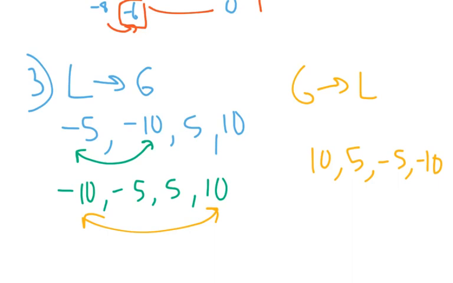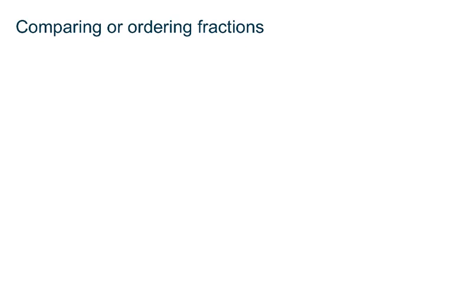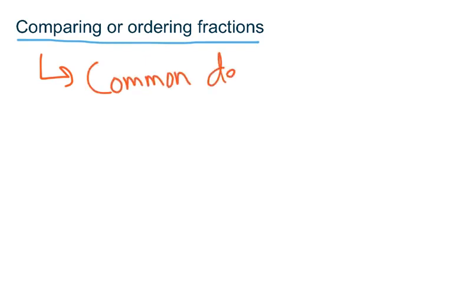So if you're asked to order integers or any rational numbers, first of all, make sure you're reading carefully so you understand which way they want it to go. Finally, let's talk about comparing or ordering fractions. Here we're just going to focus on the very basic component, and later I'll talk more about the more complicated versions of how to order fractions. The main thing, a core idea here, is we want to have a common denominator.